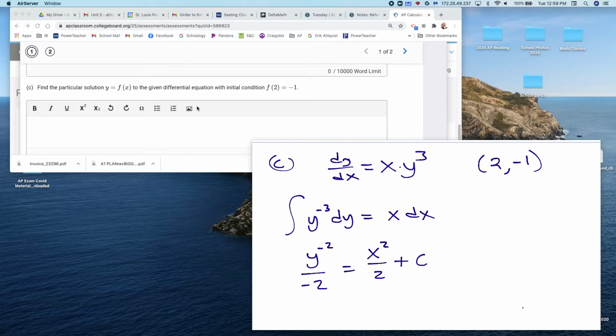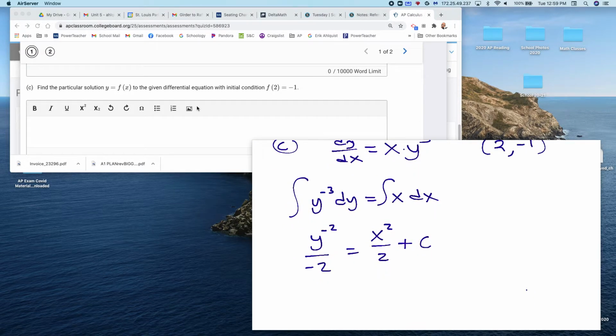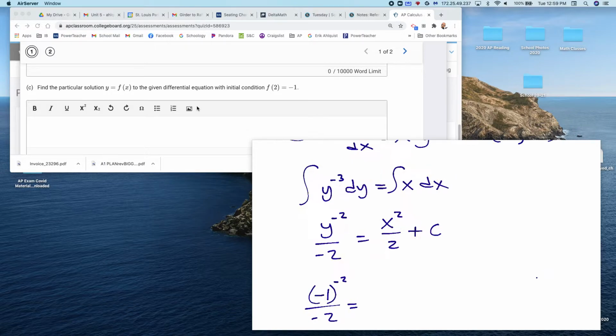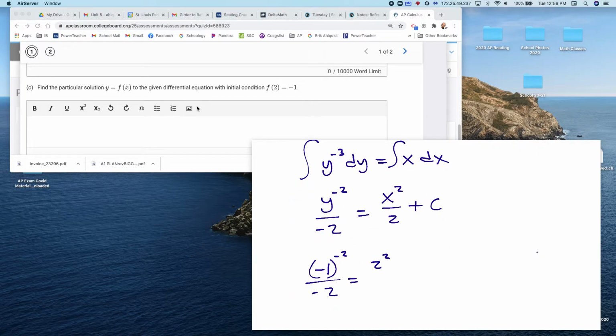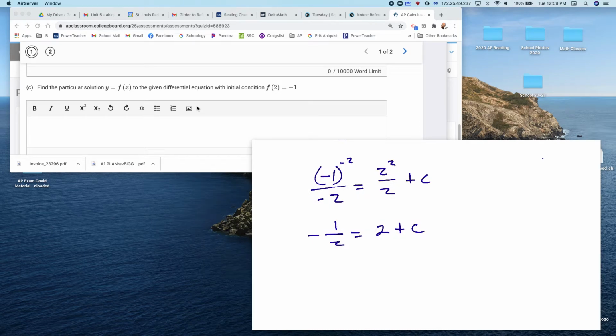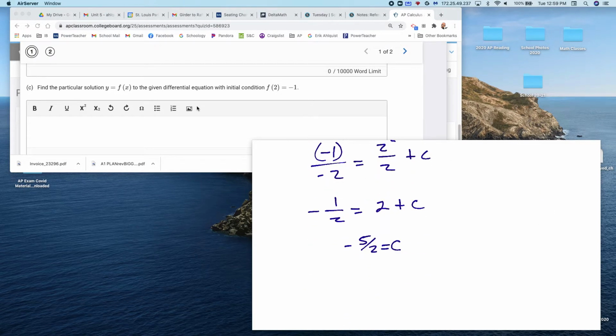Once we integrate the left and the right side, now we're going to put in this point 2, -1. So we have -1 to the -2 divided by -2 is equal to 2 squared divided by 2 plus c. So that's 1/2. -1/2 is equal to 2 plus c. So c is equal to -5/2.